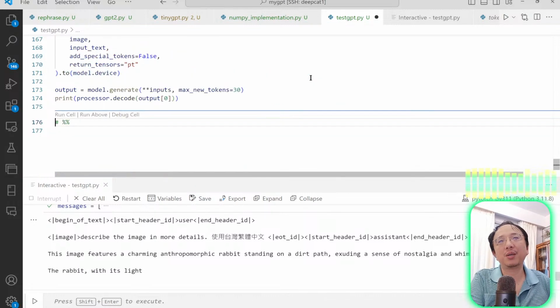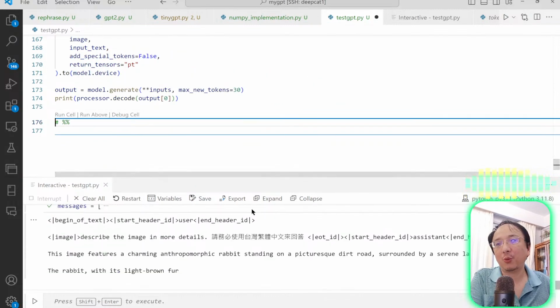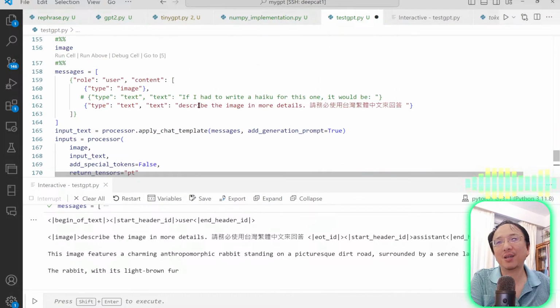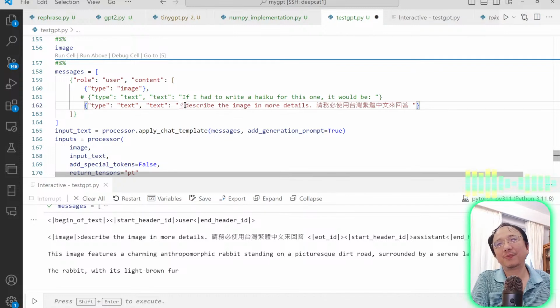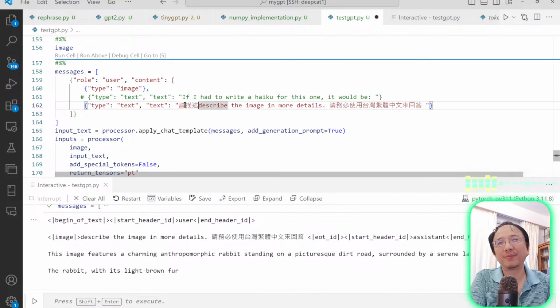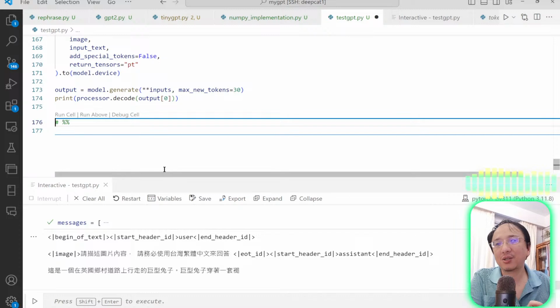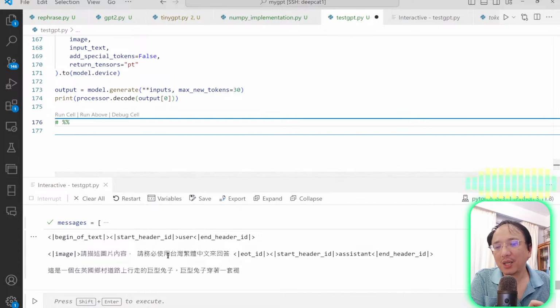Okay, let's see if it works. No, it doesn't work. Maybe I should ask it in Chinese. I mean, in general, Llama 3 can answer and understand Chinese, but yes.